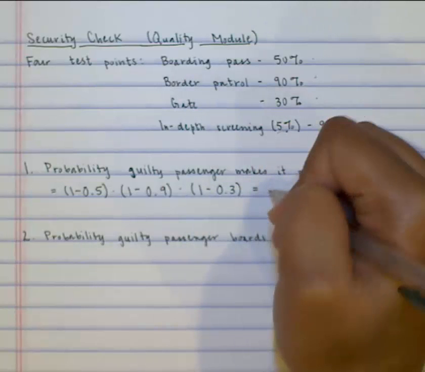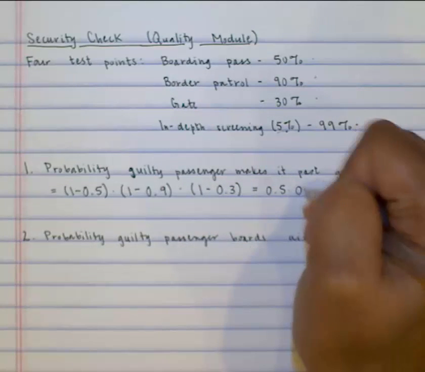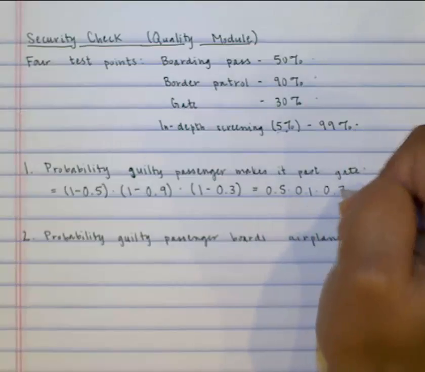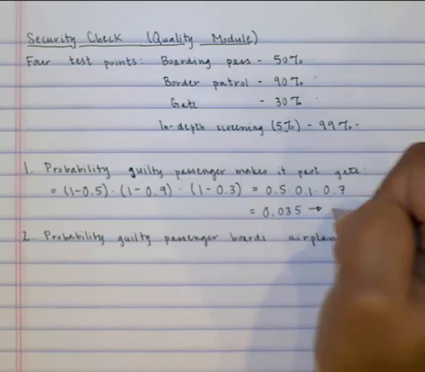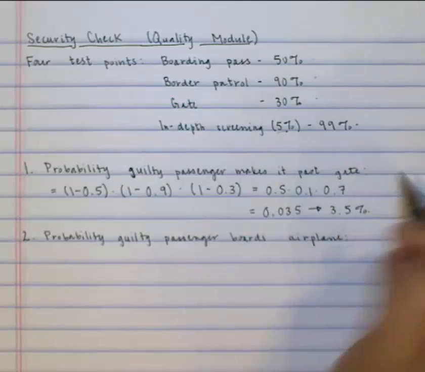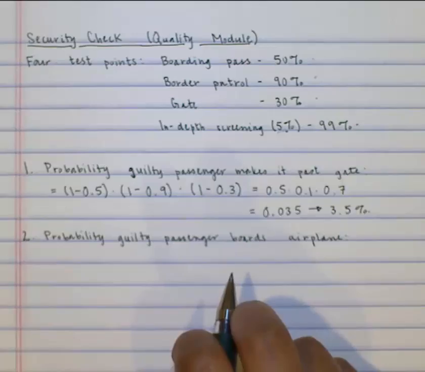This simplifies to 0.5 times 0.1 times 0.7, which equals 0.035, or 3.5%. The second question asks what the probability a guilty passenger actually boards the plane is.